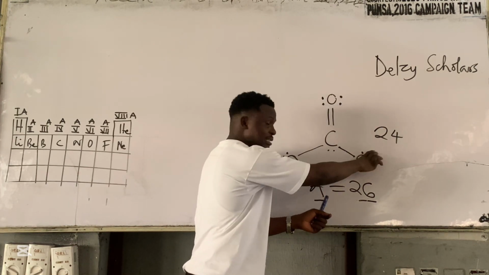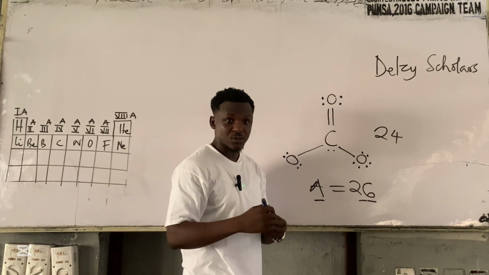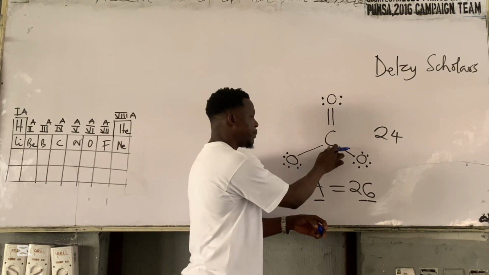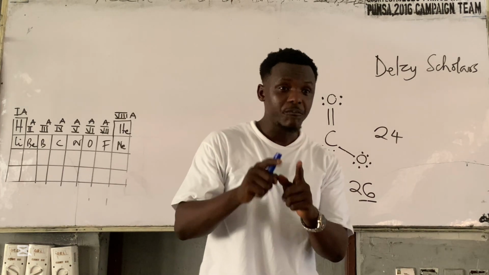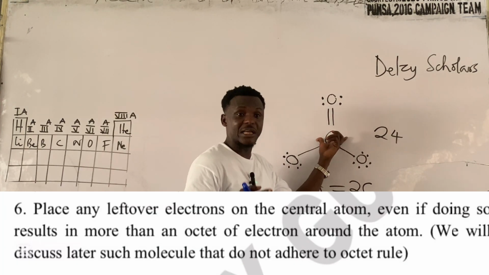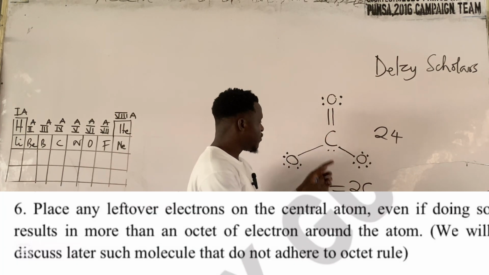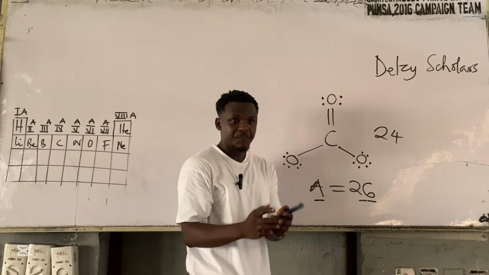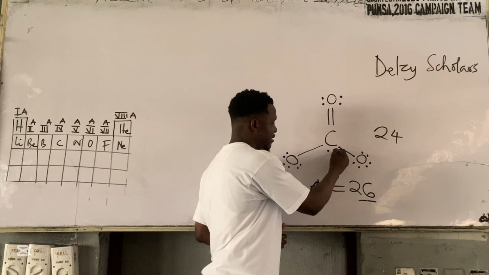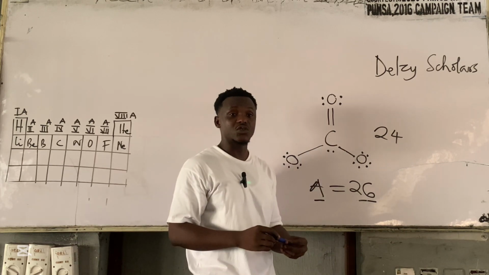You can only place electrons on the central atom if the outer atoms are all complete, right? Any leftover will now be placed on the central atom, even if doing so will result in this guy having an expanded octet. Now, if you place 2 electrons here, for example, it's not correct. I'm just giving you an illustration, right? Let's assume I place something like this here. This carbon is now having 10 electrons. It's now having how many?